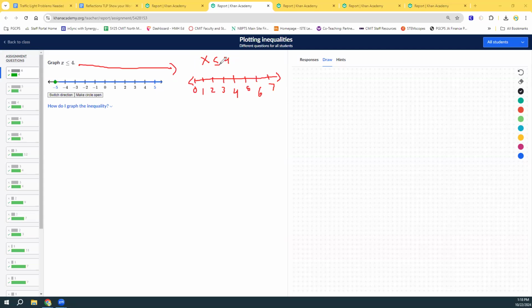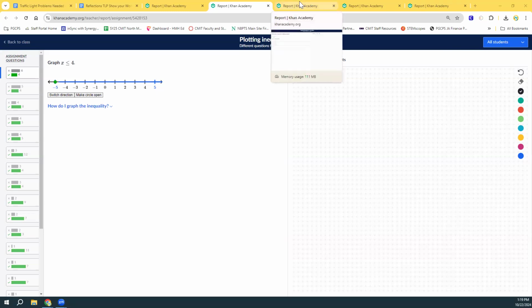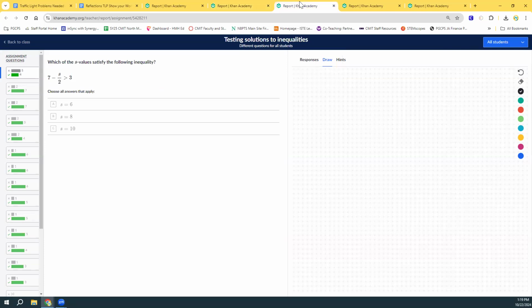So x is less than or equal to 4, so I'm going to use a closed circle. And this inequality sign is showing me the direction with which to shade. So I'll shade that way. And that's it. Close that circle and shade this way. That's all you gotta do. And of course, if it was not or equal to, I would have an open circle. Hopefully that's not too bad.